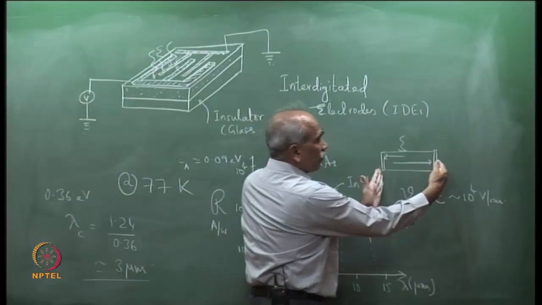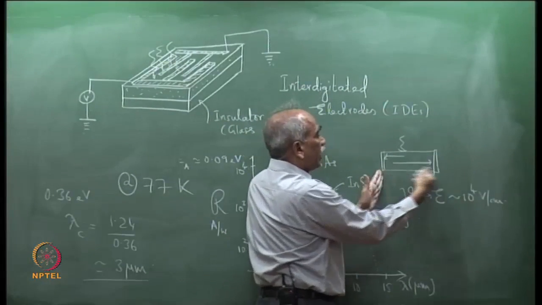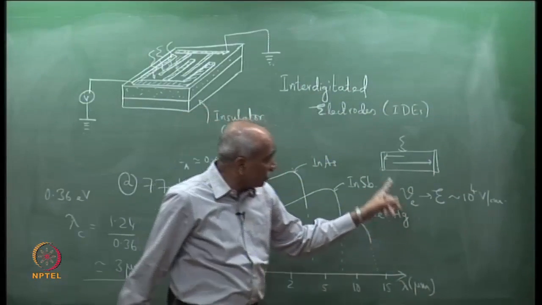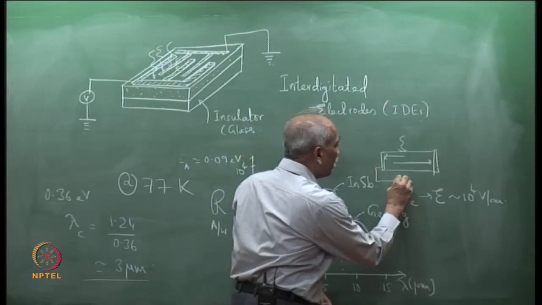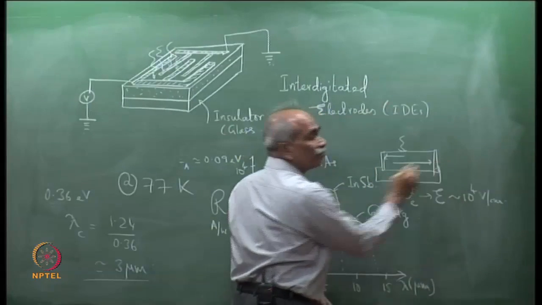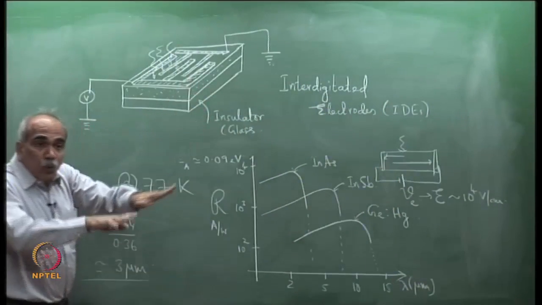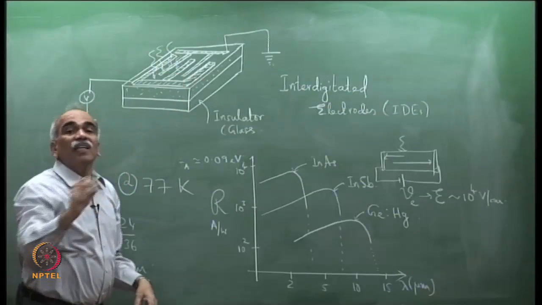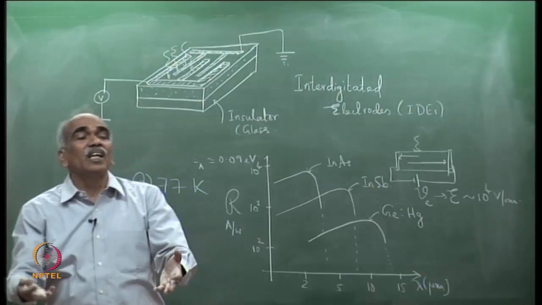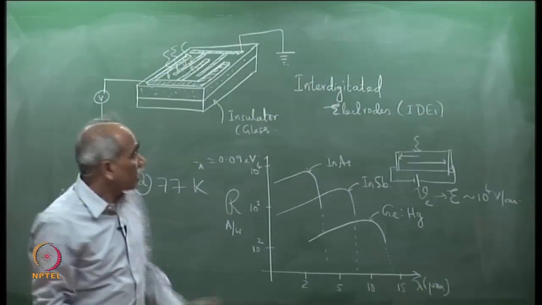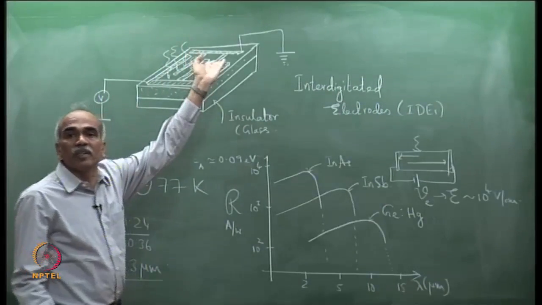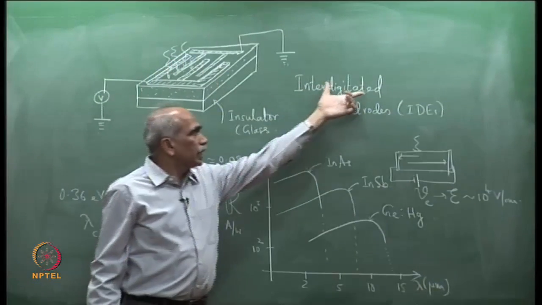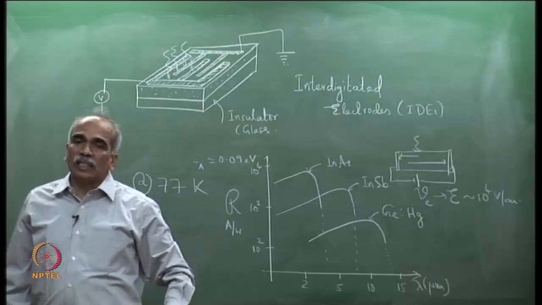If this separation is large, let us say several millimeters, then the voltage V to be applied is also very large. But here they are close by, the separation is very small. So, even by applying very small voltages like the TTL logic plus 5 volt, you can get a very large electric field between them, because the separation is small. That is the advantage of using IDEs in all high speed devices.